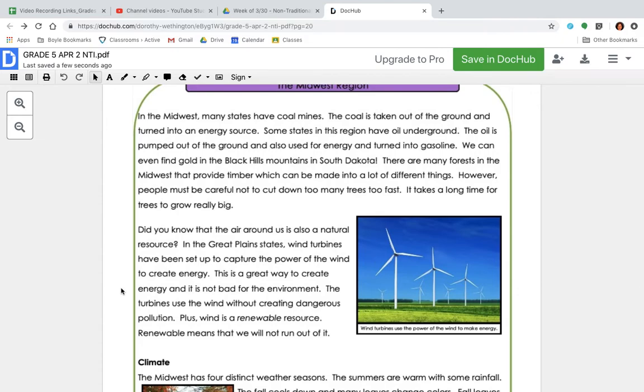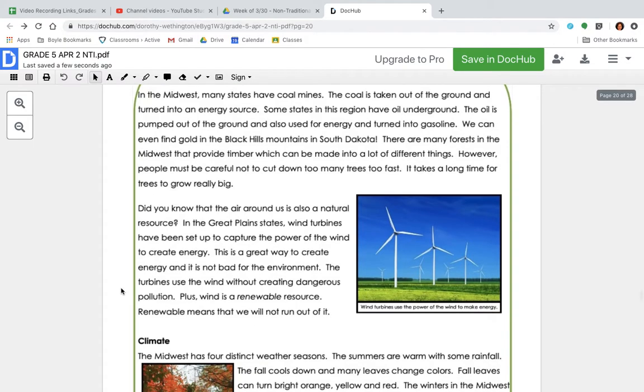The turbines use the wind without creating dangerous pollution. Plus, wind is a renewable resource. Renewable resource means that we will not run out of it. And this is a picture of wind turbines using the power of the wind to make energy.